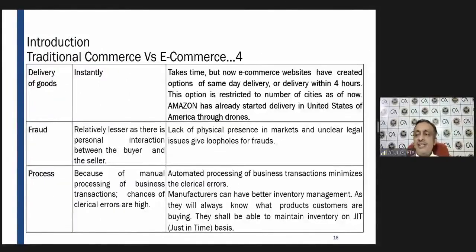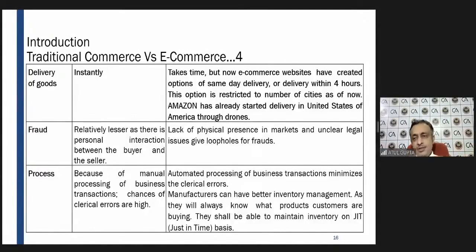The delivery of goods is instant when you buy it in a shop, but in e-commerce it may take time. In the US, Amazon has started delivering loans. In fact, we are all tracking on WhatsApp the vaccine distribution for Corona. A number of countries have already started delivery of vaccines, and for remote locations, delivery of vaccines is being done through drones. That idea has already been tested. So technology is changing the way things are going about.